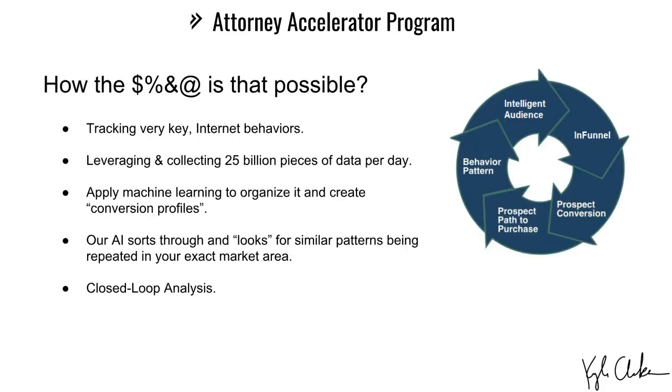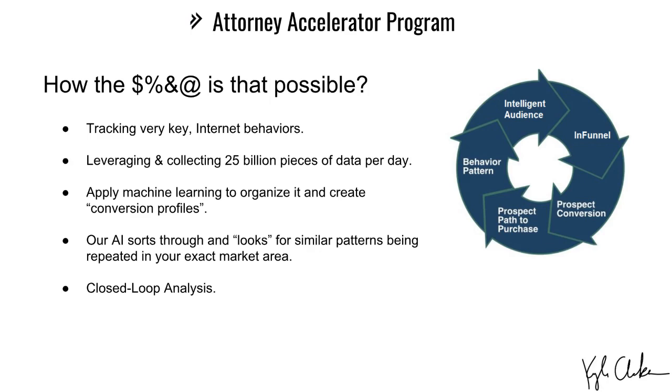So now, how are we able to do this? Well, our software is tracking, like I said, those key internet behaviors. We are leveraging big data, collecting over 25 billion pieces of data every single day. And when we apply our machine learning to all of that data, we can build out what's called conversion profiles. Now, all that is basically an internet profile of those people who have previously retained an injury attorney.